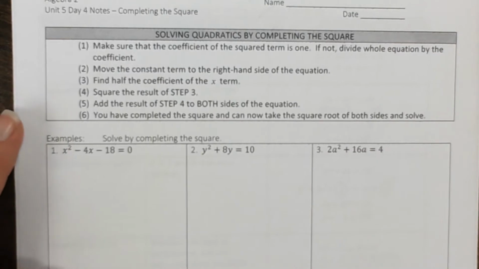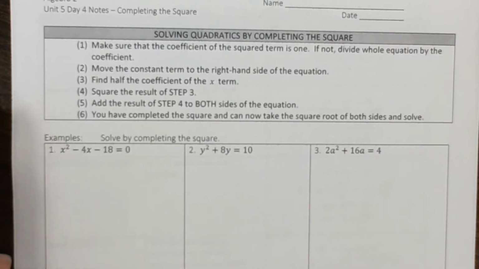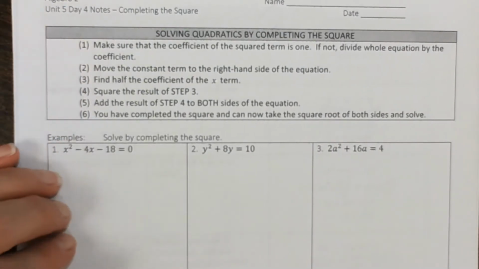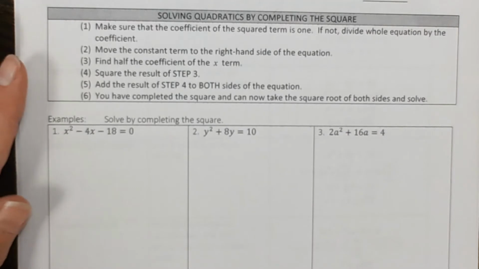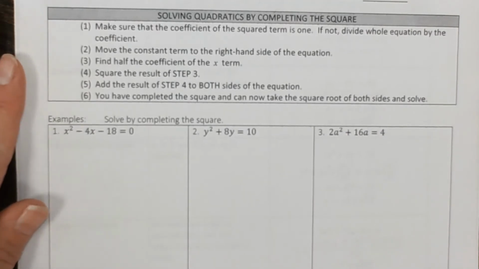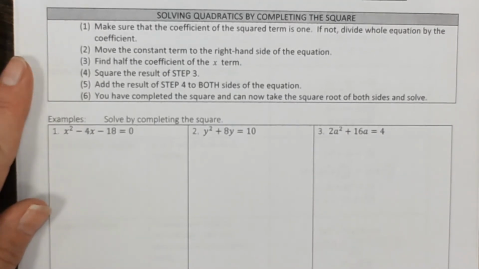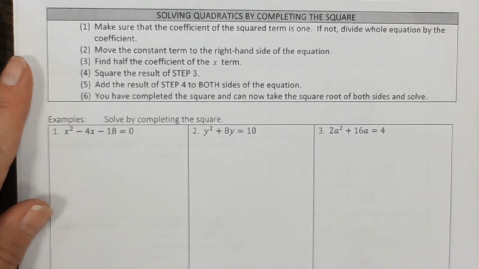Okay, and today we're going to focus on our last way to solve quadratics, which is by completing the square. So I'm going to do this first example as I read through these directions, because the directions don't necessarily make a ton of sense unless you're doing a problem. Okay, so first we're going to make sure that the coefficient of the squared term is 1.